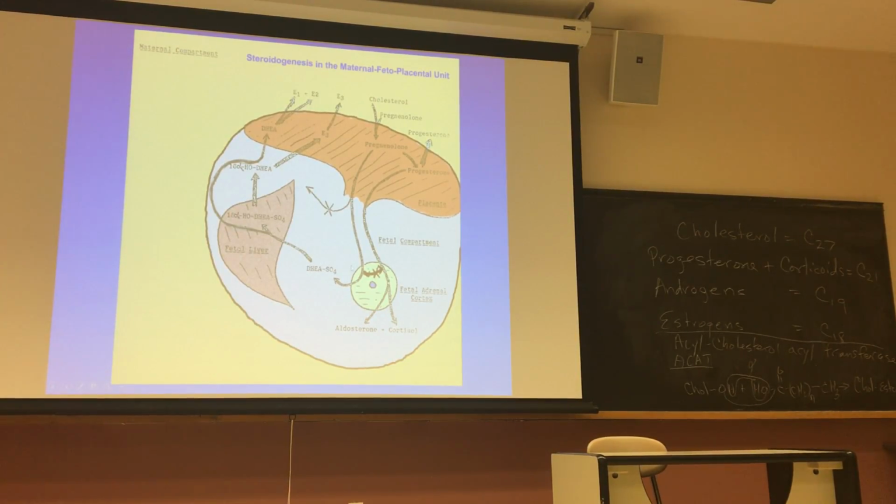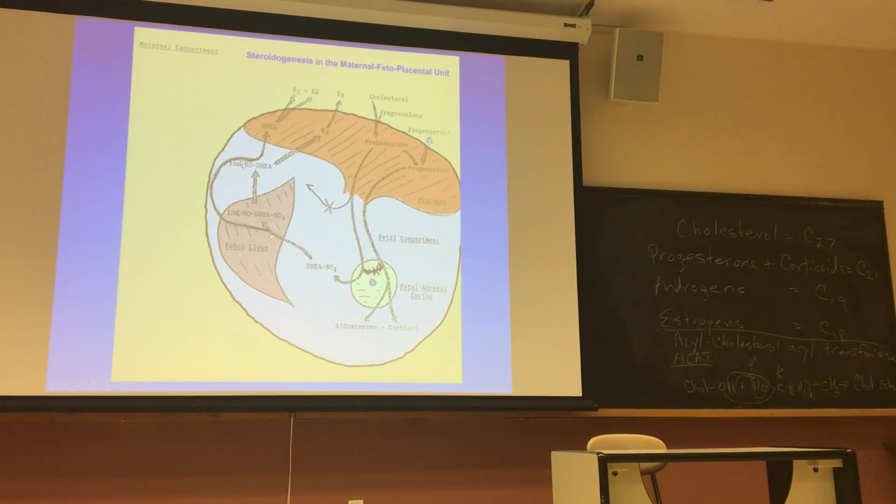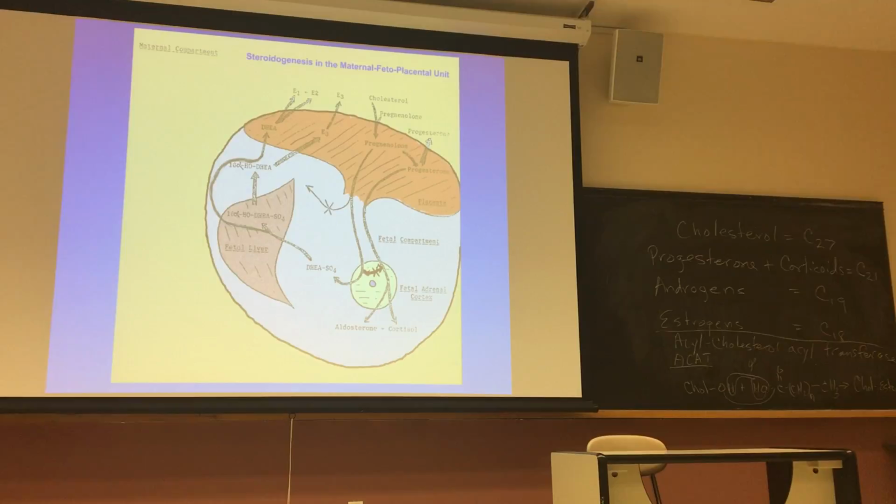DHEA sulfate is a C19 molecule. It can be hydroxylated in the fetal liver. Fetal liver is also a different kind of organ. Does anybody know anything about the fetal liver? It's smaller. Nice point. Fetal liver is smaller, but it's the primary erythropoietic organ in the growing fetus. Most blood cell production does not occur in the bone marrow in a fetus. It occurs in the liver.